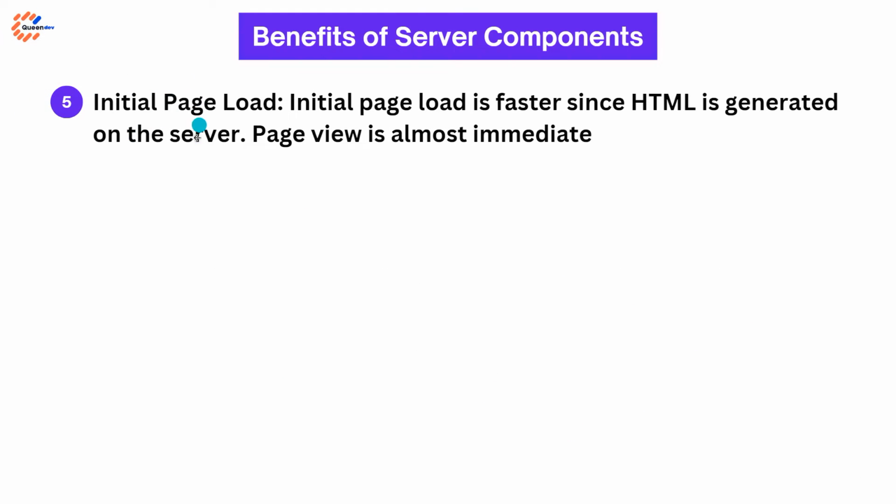Next, we have initial page load. Initial page load is faster since HTML is generated on the server. Page view is almost immediate, which is very important. And it's not only that, we also have real data to work with if you're using server components, because data is going to be fetched right before the HTML even gets generated on the server. It doesn't re-render and it doesn't change. That means when your application is building, it has the ability to get your data. So you're able to see some real data from the database during the initial build, when your application first loads.